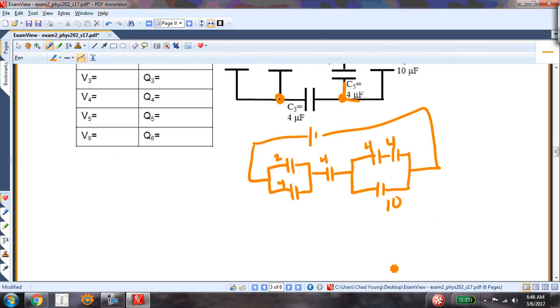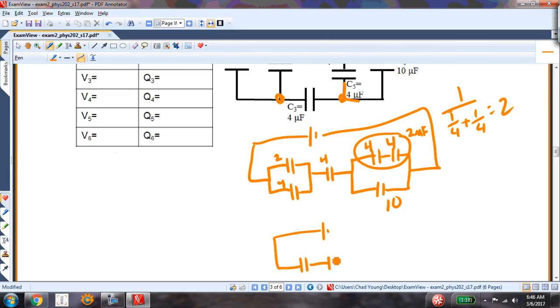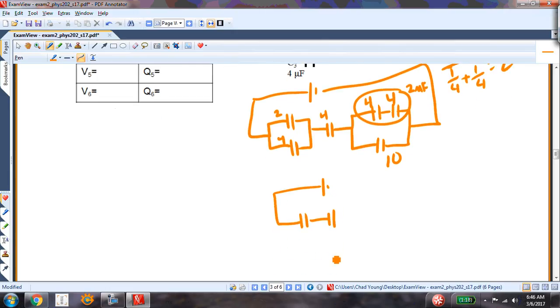So to find the equivalent, these two in series: 1 over 4 plus 1 over 4 is equal to 1 over 2, so that's 2 microfarads. So I have 2 and 4, which give me 6, 4, and 12.